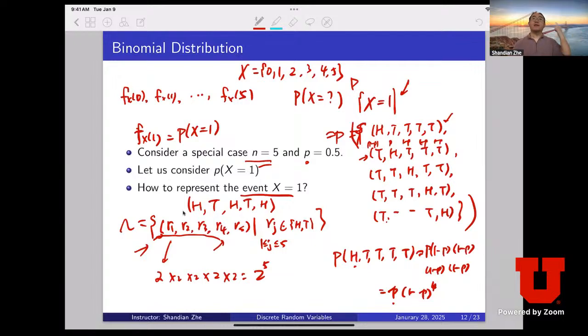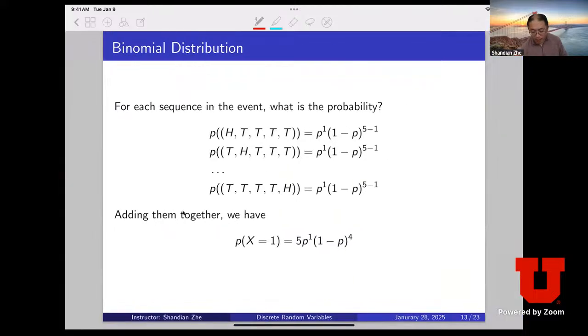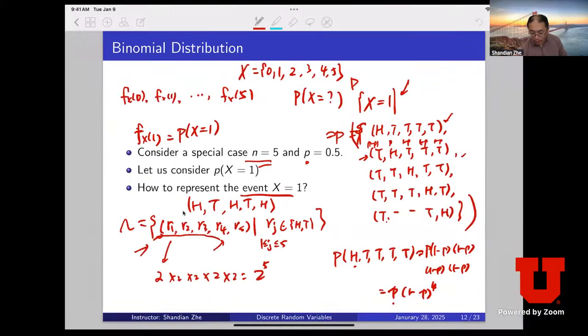Why? Because you only see one head, we can only have one factor of P, and you have 4 tails. That's why you multiply 1 minus P 4 times. That gives you 1 minus P to the 4, right? So similarly, you can just look at all the other sequences included in this event. You see that because in every sequence, you only see one head and all the other tails. So the probability you see that sequence is always P times 1 minus P to the power of 4. Does it make sense?